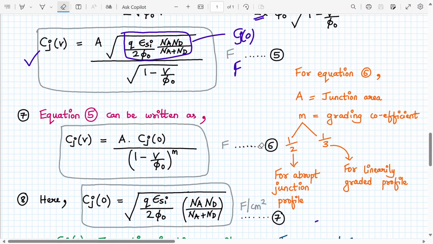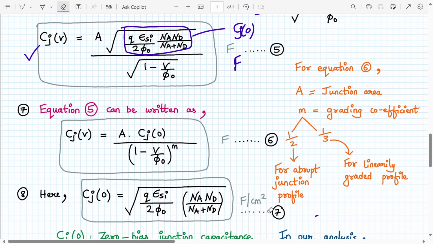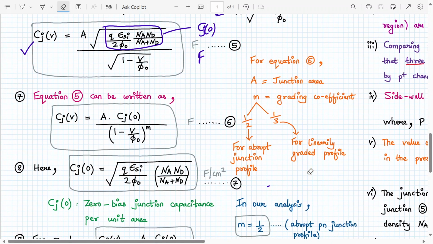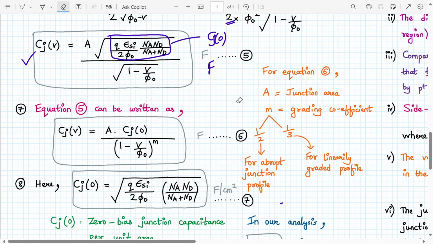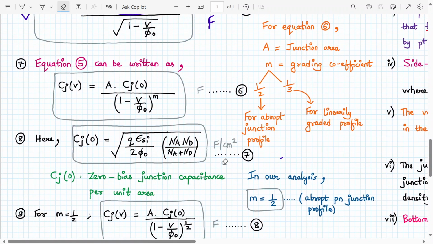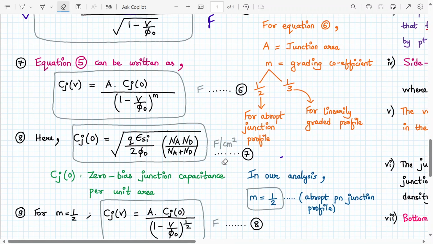So please write down equation number 6 also. The unit will be farad. And for Cj0 we don't have the area term, so the unit of Cj0 will be farad per centimeter square. So write equations 5, 6 and 7. Cj0 is called the zero bias junction capacitance per unit area. When you have completed, let me know. Have you completed writing the three expressions, 5, 6 and 7? Yes or no?